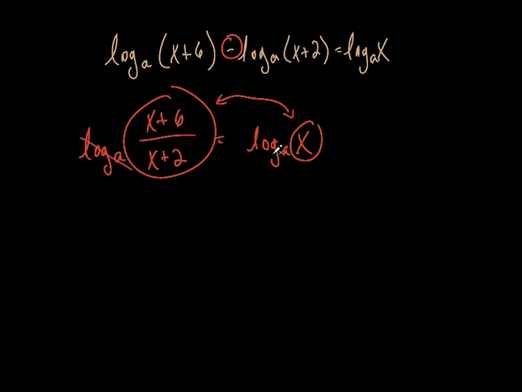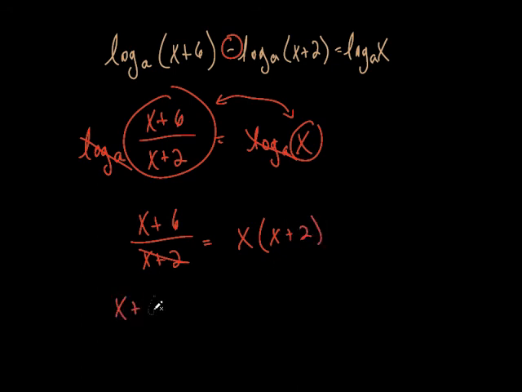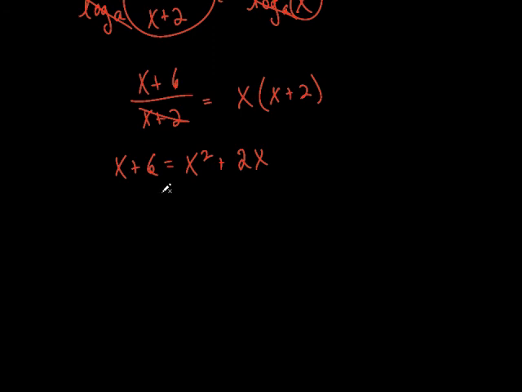So watch, the logs just cancel each other out, and so what do you have? You got x plus 6 over x plus 2, and that equals x. How would you do this? Get rid of the denominator. Multiply both sides by the x plus 2. So I'm going to multiply that by x plus 2. So what do you get? You get x plus 6 equals, distribute, that's x squared plus 2x. Looks like a quadratic, doesn't it? Everybody's favorite. So let's do this. Let's keep x squared over here.